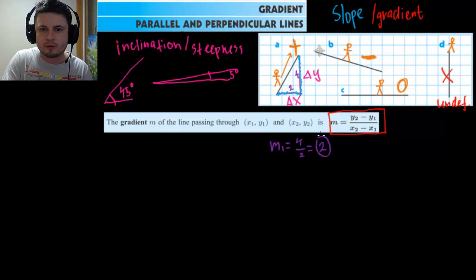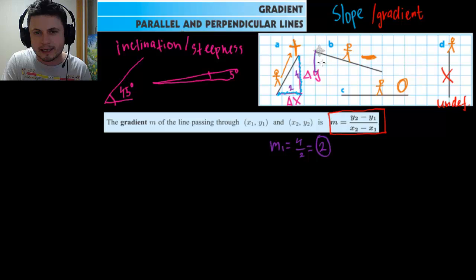This is for question A. For question B, we know this is a negative slope because the man is going down. What is our y value here? Well, it's approximately 2 as well, I think. It's not actually precise because I don't know what the squares are, but it's approximately 2 here. But this horizontal value is, I believe, 6.